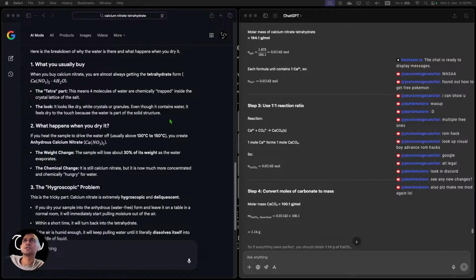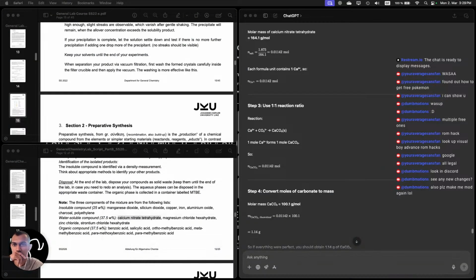Yeah. So what was I doing? This means 4 chemicals of water are chemically trapped inside the crystal lattice of the salt. It looks like dry, white crystals of granules, even though it contains water. Okay, so the tetrahydrate is gonna be there even if it's dry.